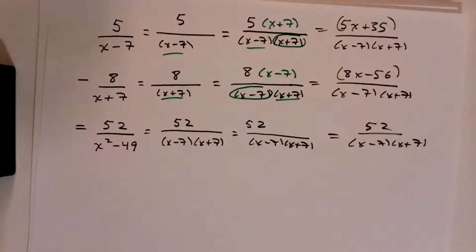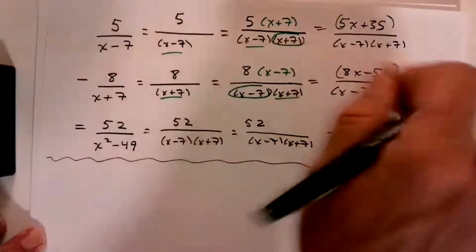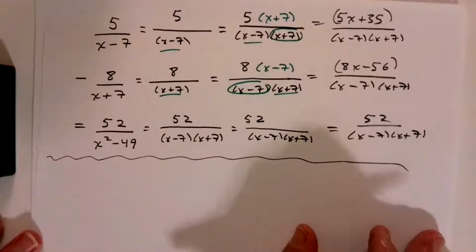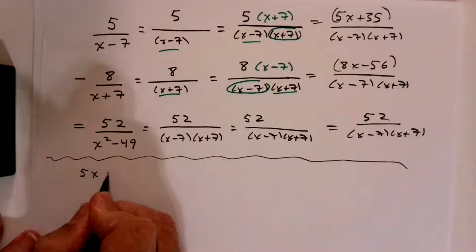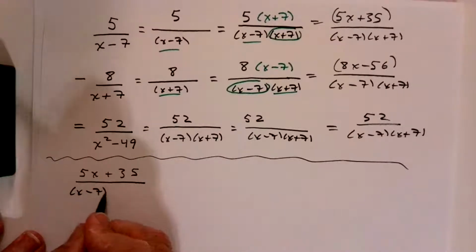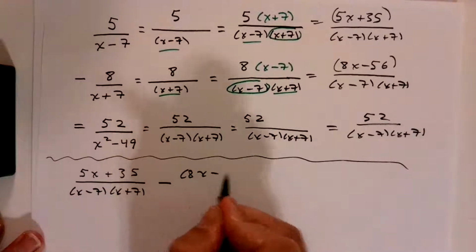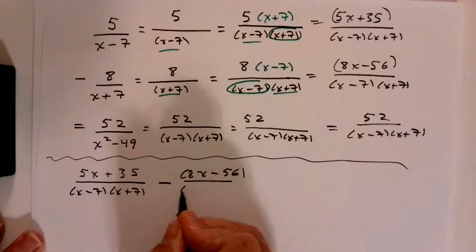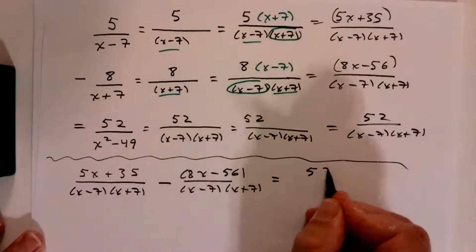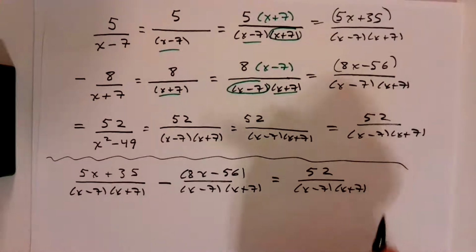So once I have common denominators, I can rewrite this. So this fraction minus this fraction equals this fraction. So let's rewrite it that way. 5x plus 35 over x minus 7, x plus 7. Minus 8x minus 56 over x minus 7, x plus 7. Equals 52 over x minus 7, x plus 7.